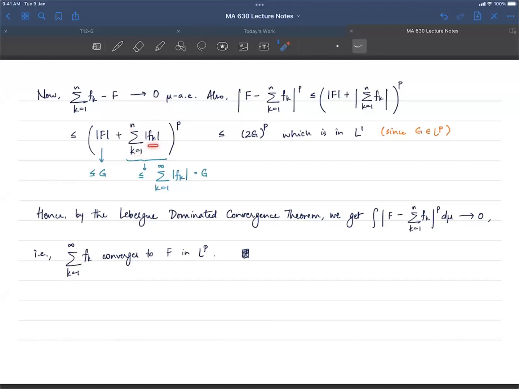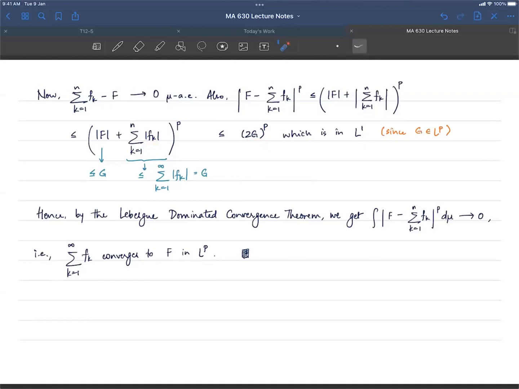This is a series of non-negative numbers. So this is going to be dominated by the corresponding infinite series, the sum over K going from 1 to infinity of mod Fk. And this is also G. In other words, this function is dominated by 2g to the power p. Now remember, g is in LP. So 2g to the p is in L1.